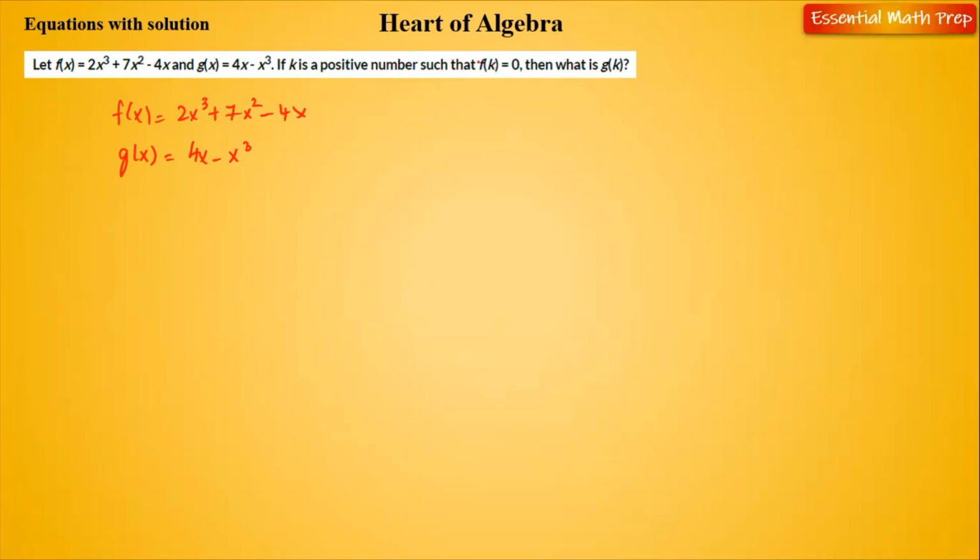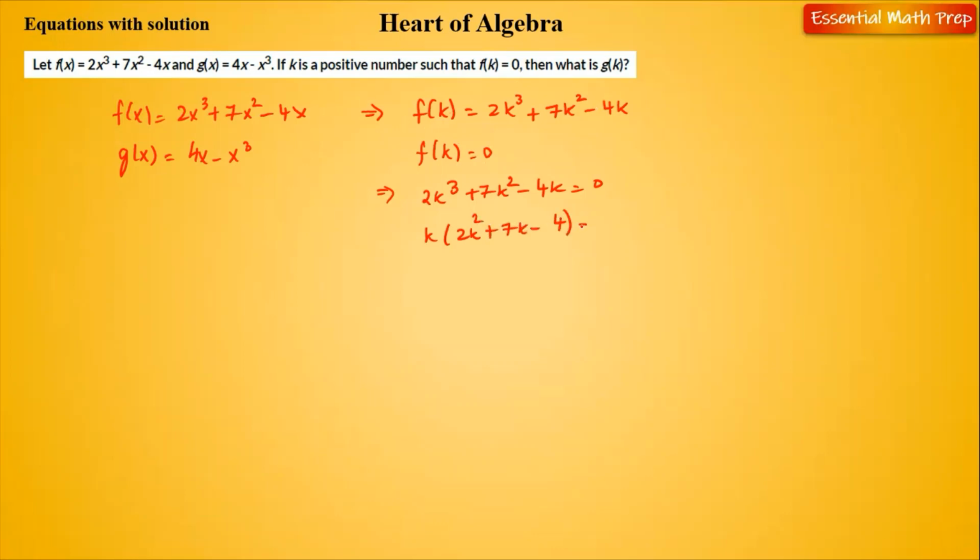When they say the function is equal to 0, you're not substituting 0 in for x, okay? What that means is f of k would be, first you have to write the expression in terms of k. That's 2k cubed plus 7k squared minus 4k. When they say f of k equals 0, they're not saying k is equal to 0, the whole function is equal to 0. What that means is 2k cubed plus 7k squared minus 4k equals 0. Just take k out of the picture. So it's 2k squared plus 7k minus 4 equals 0.